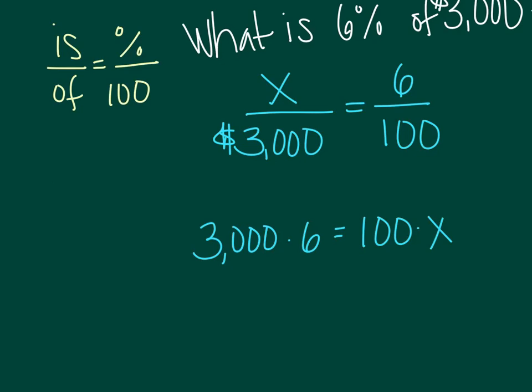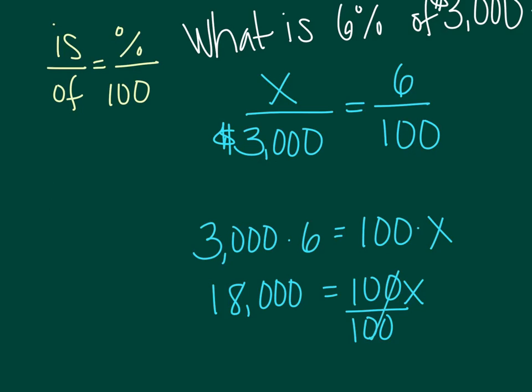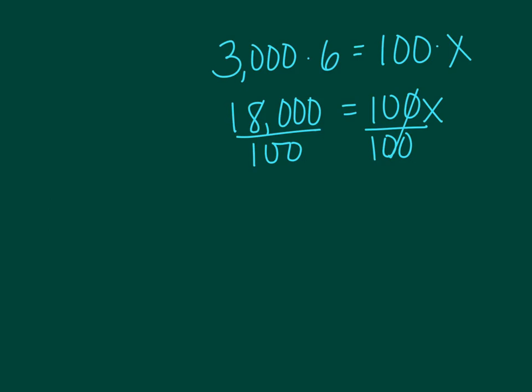And so if I do 3,000 times 6, I'm going to see, or hopefully realize, that I'll have 18,000 is equal to 100x. In order to solve for x, we'll backtrack or undo by dividing both sides by 100, and find out that x is equal to 180. That's $180. So $180 is 6% of $3,000.